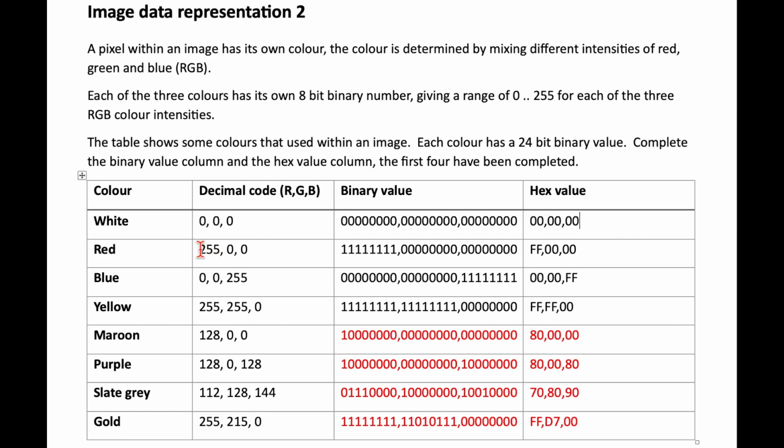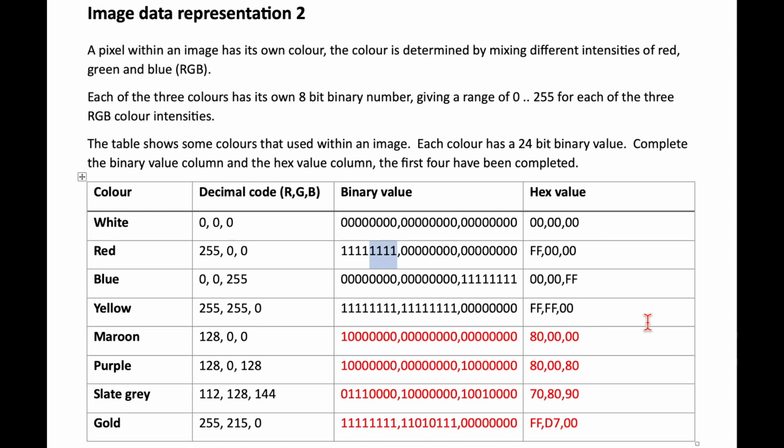Let's start with red. Red has a value of 255, which when converted into binary is 8 ones. Now we need to convert this binary value into hex. We do that by looking at the first group of 4 binary digits, and that equates to the first F. We then look at the second group of 4 binary digits, and that gives us the second value, which is also F. The second 2 bytes are all zeros, therefore they equate to 0, 0. It's worth remembering that for every 4 binary digits equates to 1 hex digit.